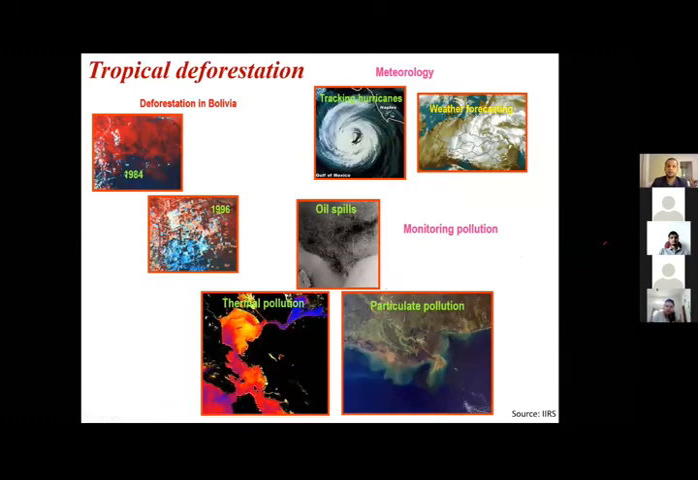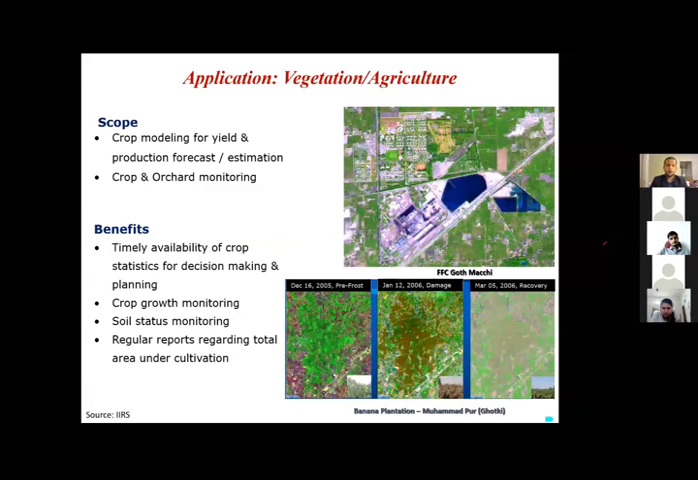So tropical deforestation. Deforestation is another major cause of forest degradation. Then there is pollution, and several kinds of pollution happen in the ocean: oil spills, thermal pollution because of radioactive matter, and particulate pollution, which happens because of industrial waste discharged into the oceans, and so on.